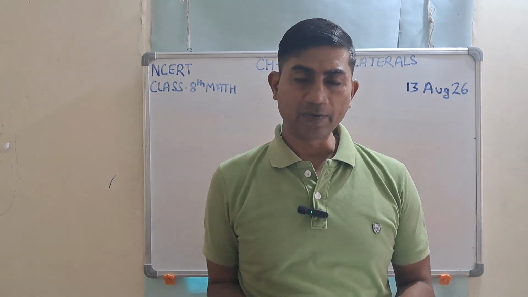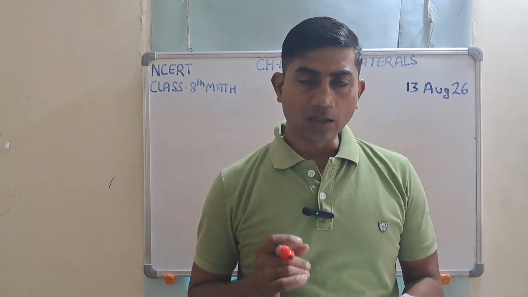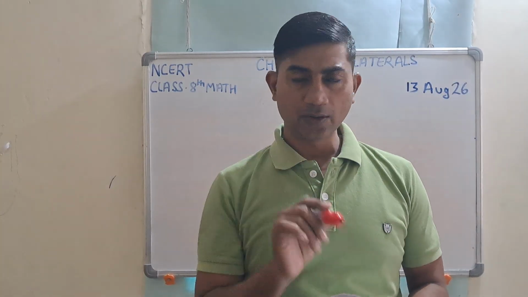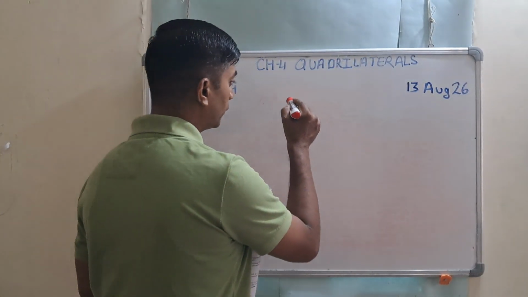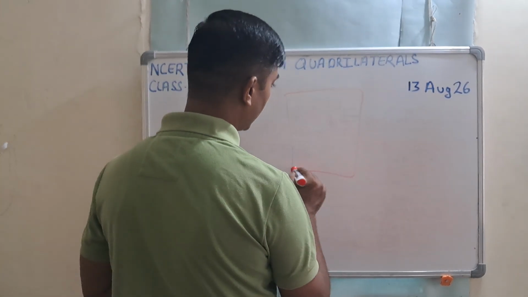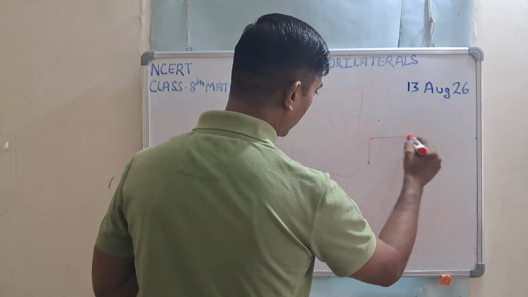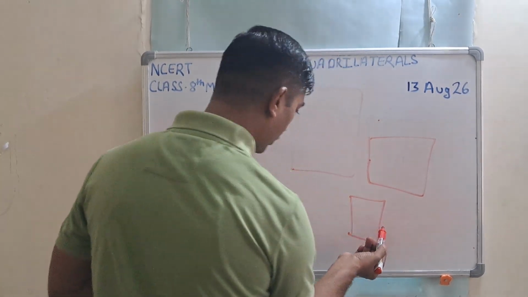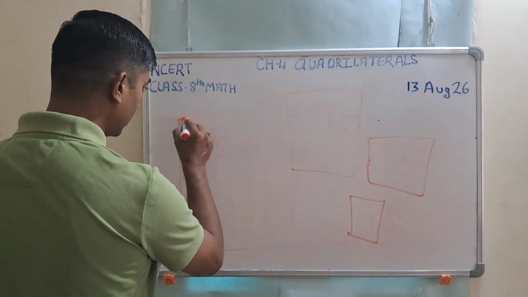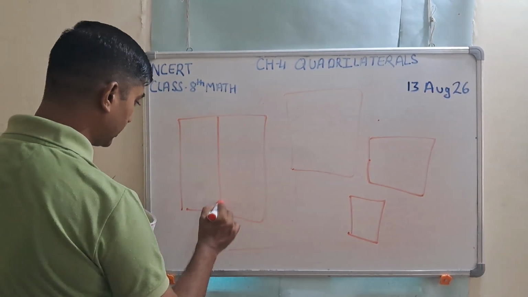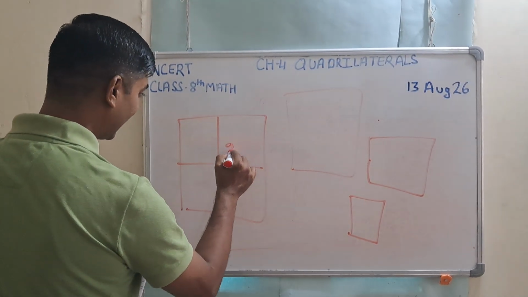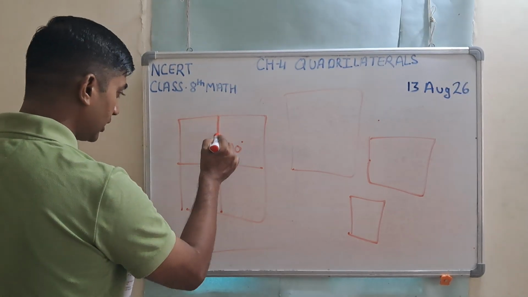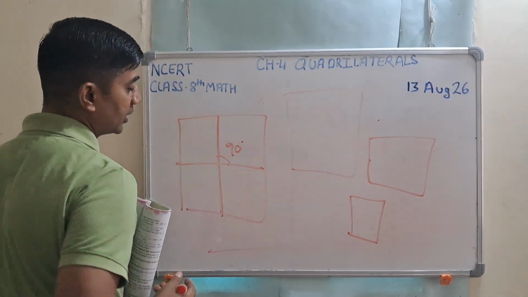There is one method: when you fold a paper 2 times, you will get the figure. If this is your paper, you fold it 2 times. One time is this and another time is this, like this, and when you unfold it, you will get a line at the center like this, and this is a 90 degree. Understood? This folding line you will get.